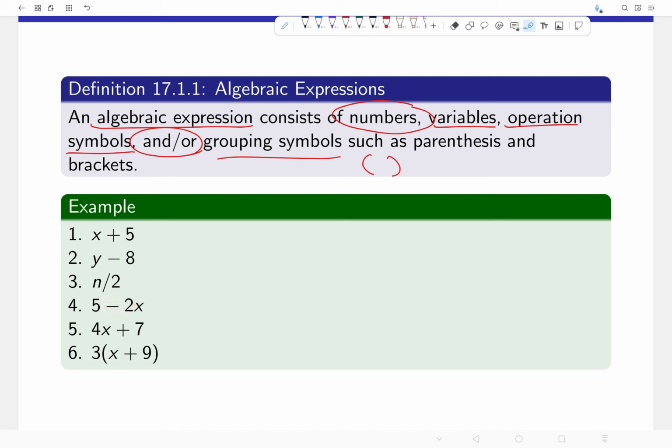This one is another example of an algebraic expression. It consists of numbers, we have a variable, of course we have operations, that's addition and multiplication. Here we have number 6, 3 times the quantity of x plus 9. So we have operations, multiplication, okay, 3 is multiplied to this quantity, and addition. So we have, of course, numbers and a variable. So by definition, this one is an algebraic expression.